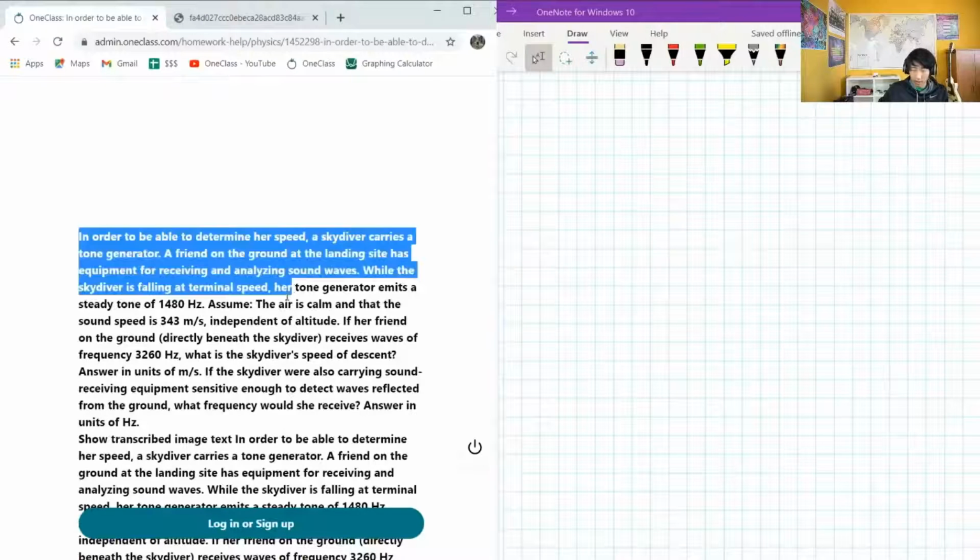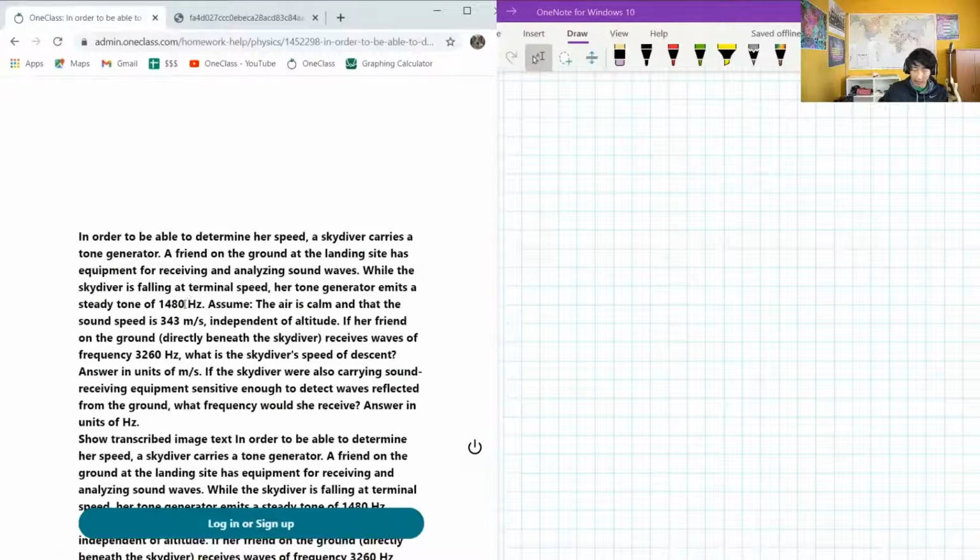Her tone generator has a steady tone of 1480 hertz, and the speed of sound is going to be constant, and it's 343 meters per second. And it's also the same at all altitudes.